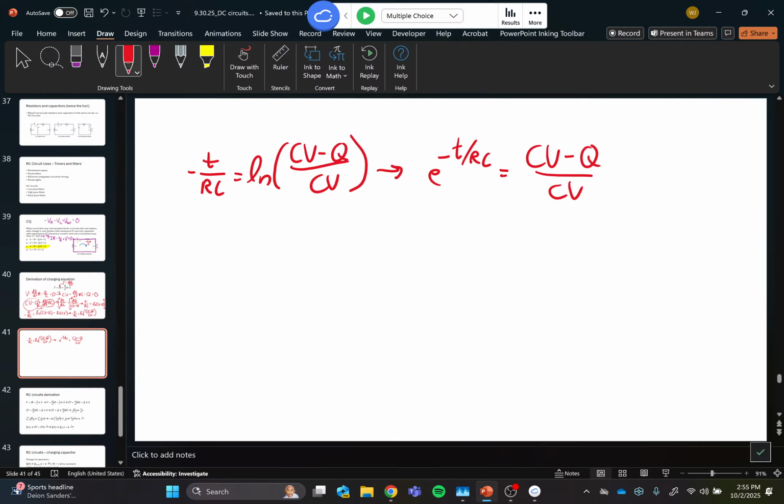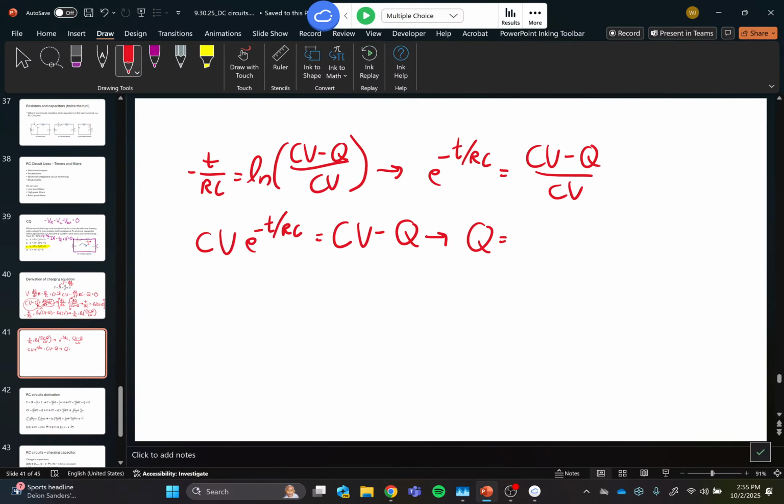What am I now going to do? Multiply this again, just more algebra. CV e to the negative t over RC equals CV minus Q. Solve for Q. You get Q equals CV. Oh, I lost the negative sign somewhere. We'll just see what happens. I think I lost the negative sign here somewhere. Oh, no. I'm good. I was like, what's going on?